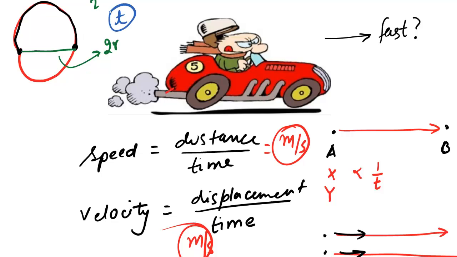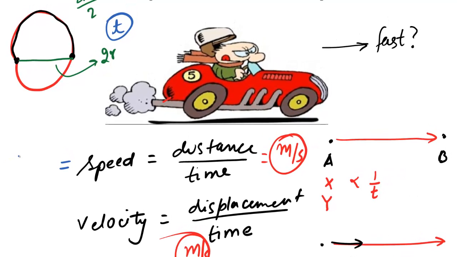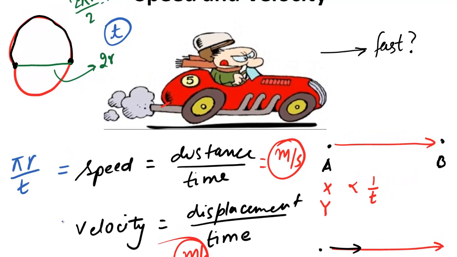Let's take the time taken to be t. So t was the time taken. If you calculate the speed, that would come out to be pi r by t, and if you calculate the velocity, it would come out to be 2r over t. But if you remember, I said velocity is the vector part of this problem.